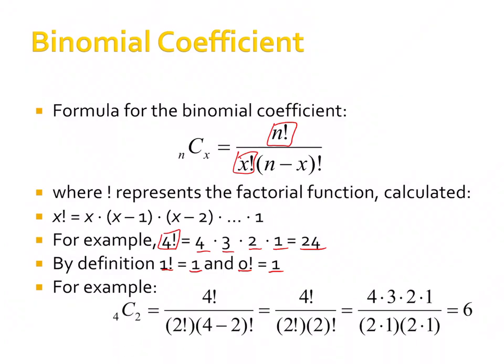So here's an example where we have 4 choose 2, where 4 is our n and 2 is our x. So we have 4 factorial divided by 2 factorial times the quantity 4 minus 2 factorial. When you solve this out and simplify it, writing it longhand, it equals 6. So 4 choose 2 is equal to 6.